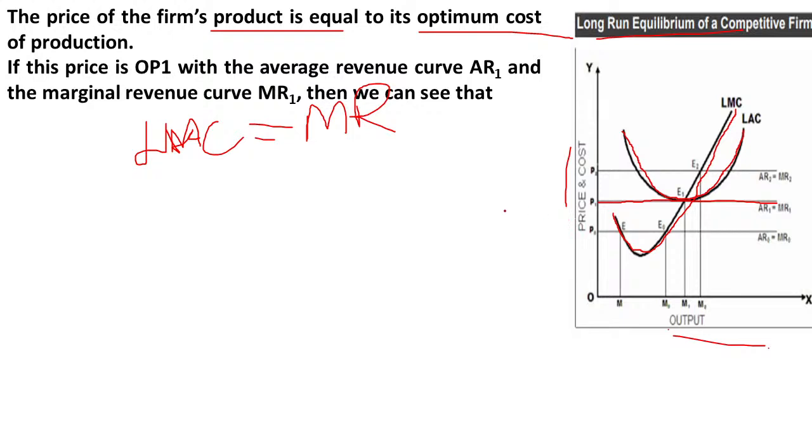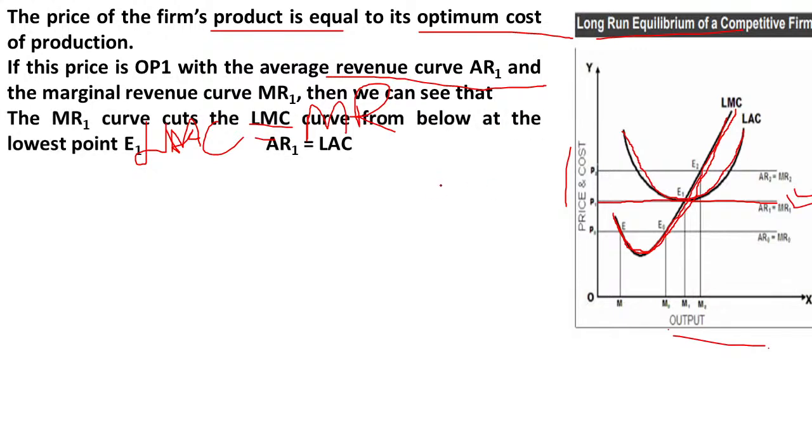Here the marginal cost curve is going to cut all the MR curves from below. If there is OP1 price with the average revenue curve AR1, and the marginal revenue curve is MR1, then we can see that the marginal cost curve cuts the marginal revenue curve from below. And here AR is equal to LAC, so AR is equal to AC here. So this is also an equilibrium condition.